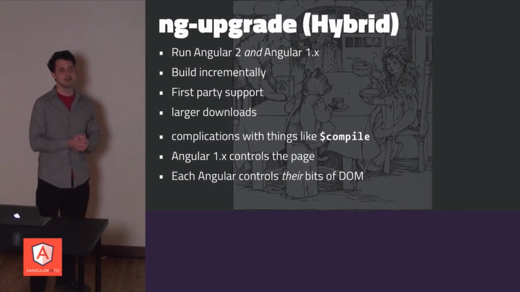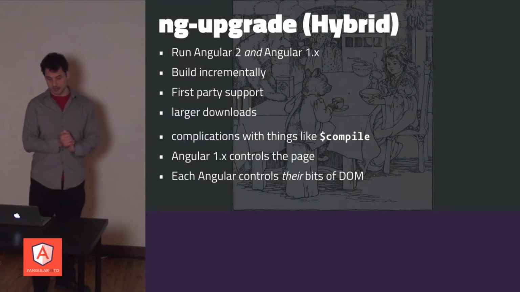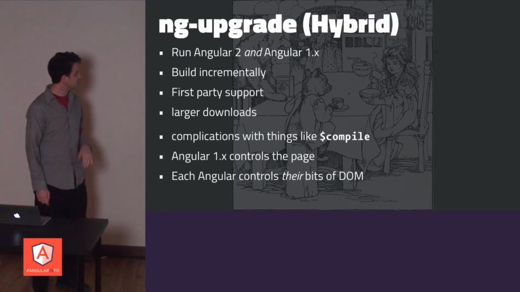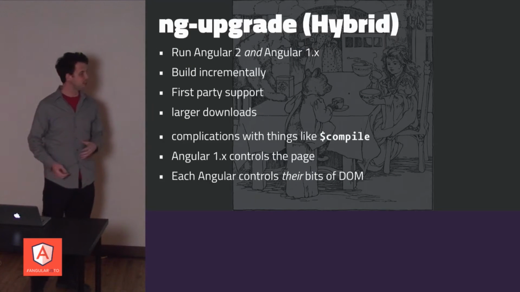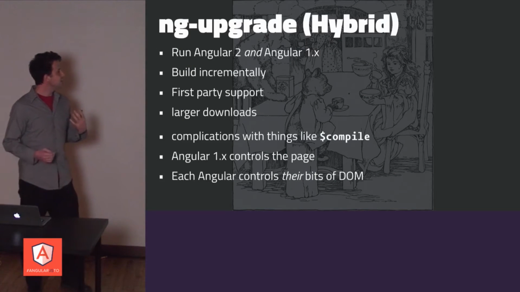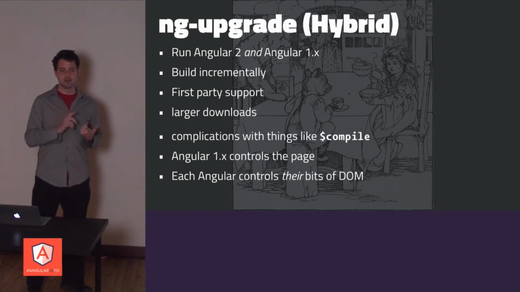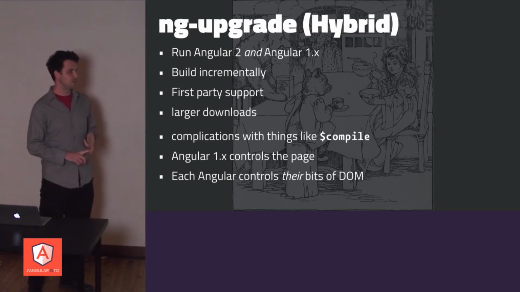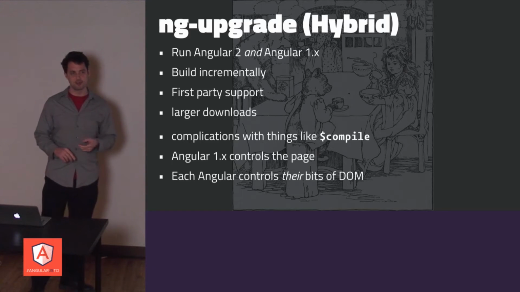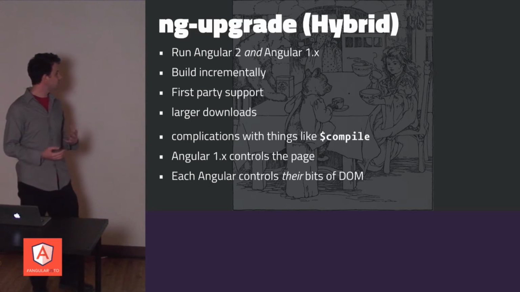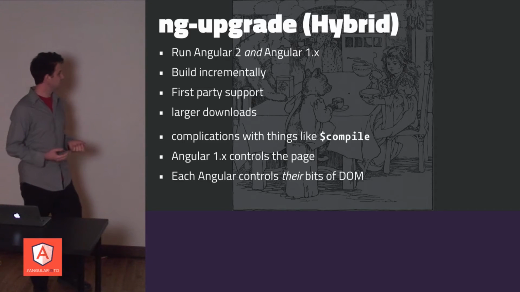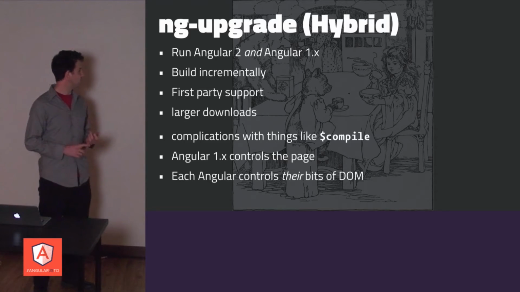And NG upgrade is the hybrid approach, and it's what I'll be talking about for most of the time here. I've got a little picture of Goldilocks and the three bears because it's sort of just right for most projects. In the NG upgrade approach, you can run Angular 2 and Angular 1 at the same time. This, of course, has the downside that you're loading both sets of code, but it has the upside that you can build incrementally and see that your project's working right away, which is always nice. It's really nice to get that validation right out of the box.